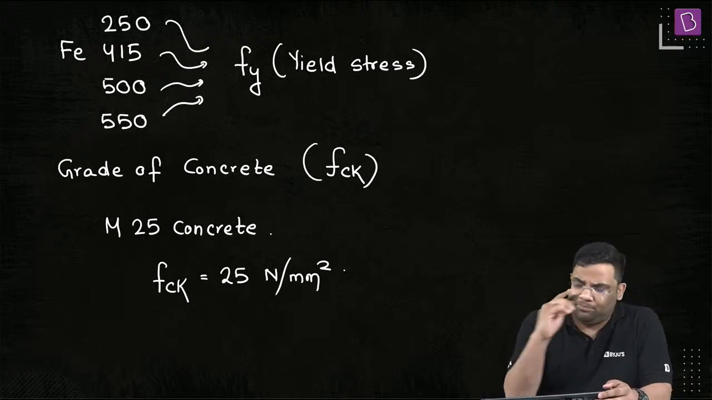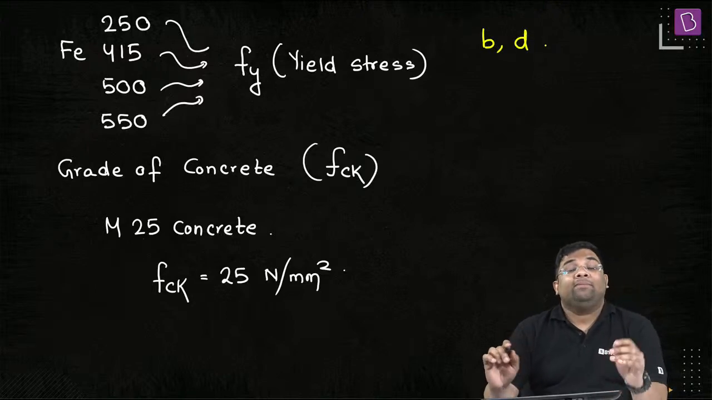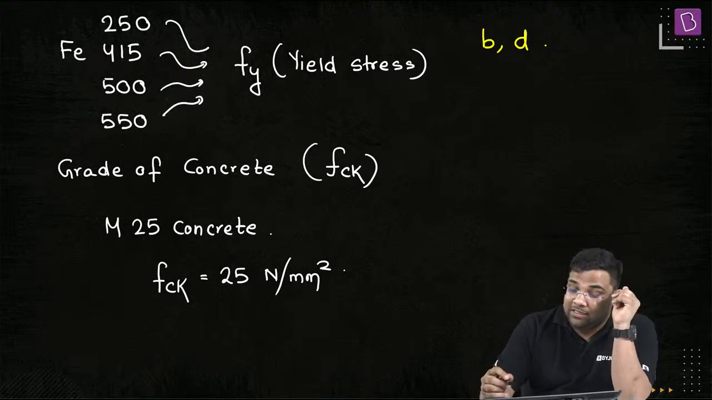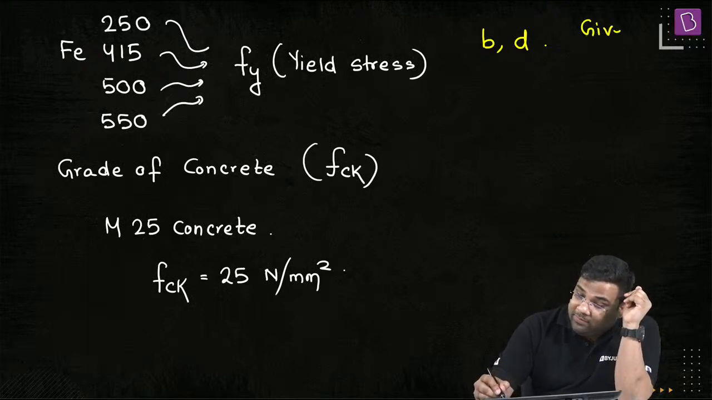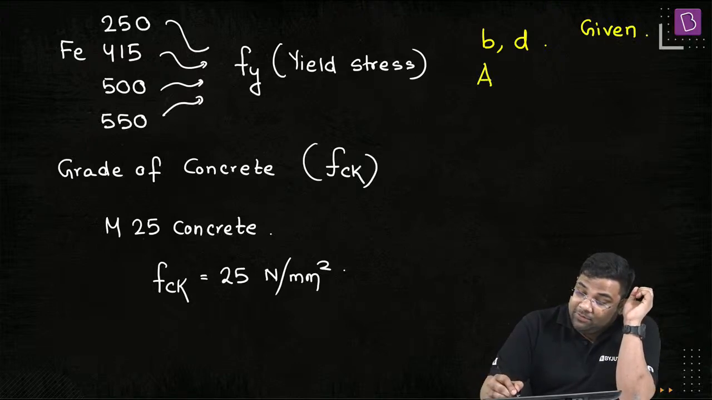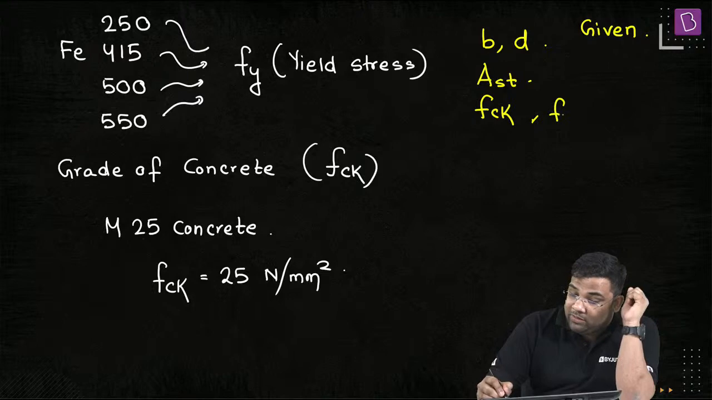So what all things will be given? They will give the width, the effective depth, or if they give you the total depth and the effective cover, you can find out the effective depth. The width will be given, the effective depth will be given, the area of steel will be given, then the FCK will be given, and then the Fy also will be given.